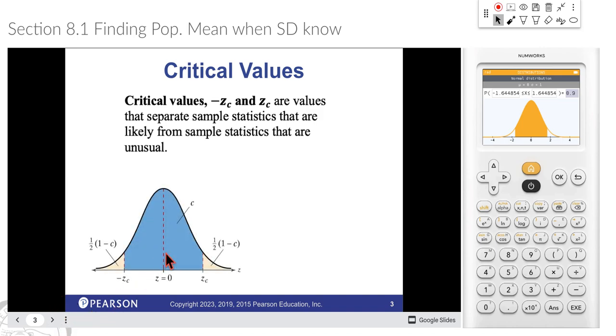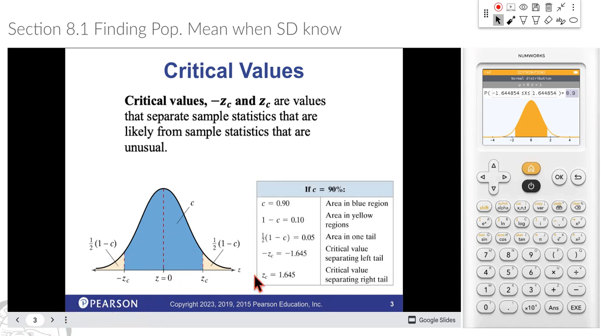And let's look at a graph here. In general, these values are separating. The shaded region is the likely region, and the white or lighter regions, the beige, are the unusual regions. We define it to be whatever they give us. Usually common ones are 90%, 95%, 99%, 98%, but those may change depending upon how much confidence we want that the interval does contain the mean.